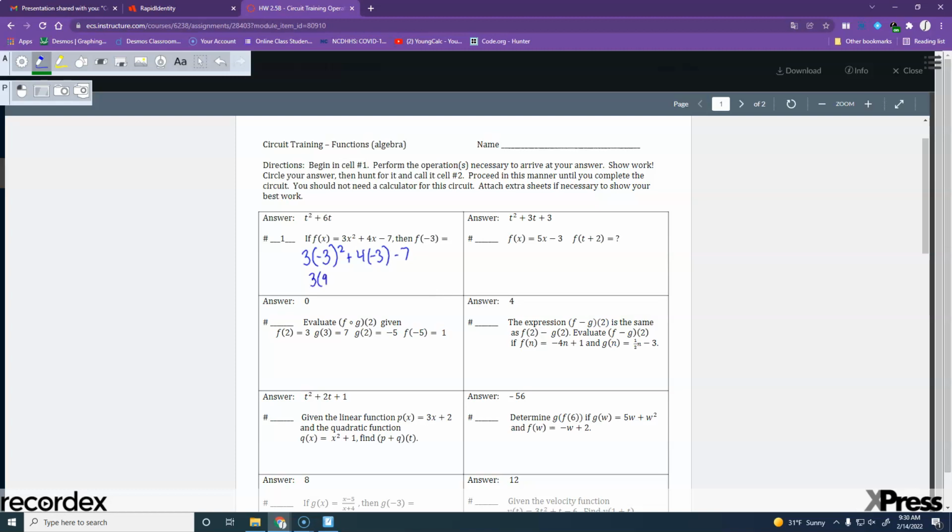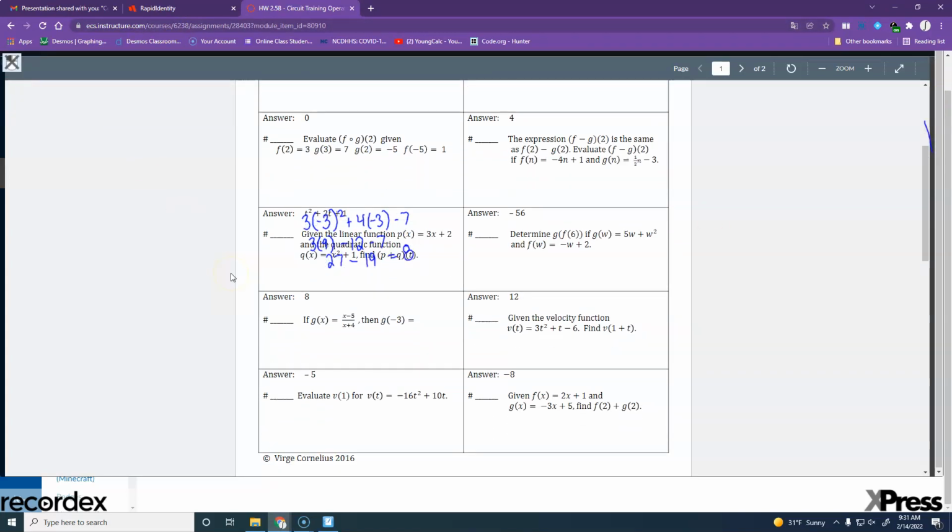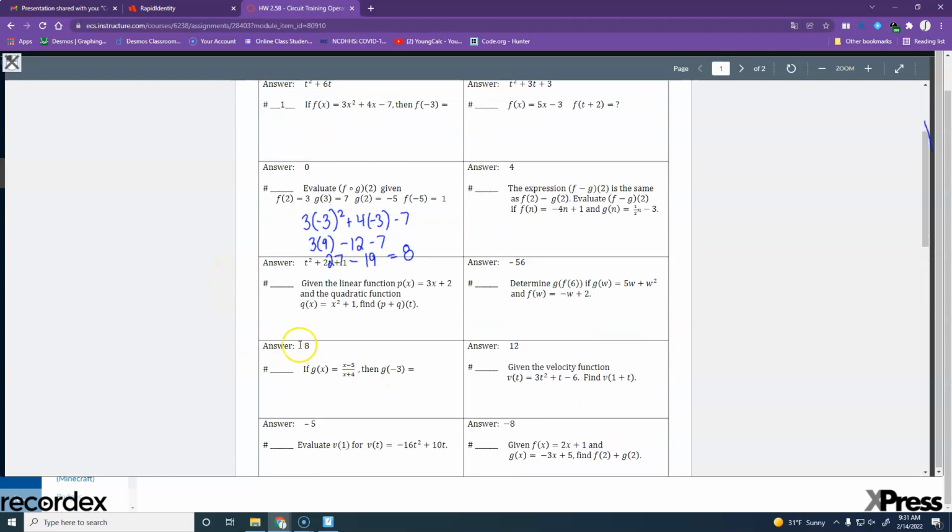So you've got 3 times 9 minus 12 minus 7. So that's going to be 27 minus 19. And if we do 27 minus 19, we're going to get 8 as our answer. And so if we look down here, all of these give us the answers that we have. Right here you see the answer is 8.